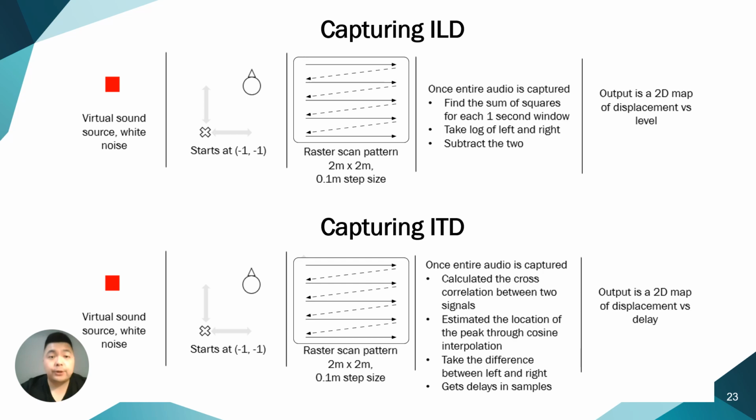For the ILD, we took the sum of squares for each 1 second window and took the log of the left and right and then subtracted the two. For the ITD, we calculated the cross correlation between the 1 second windows and estimated the peak through cosine interpolation and then took the difference between the left and right.